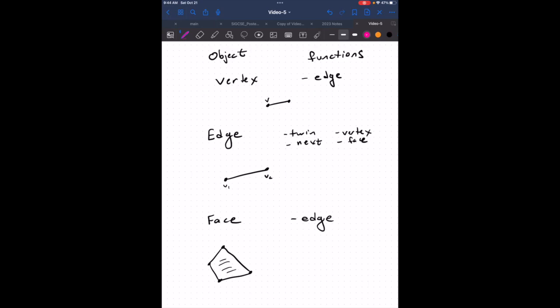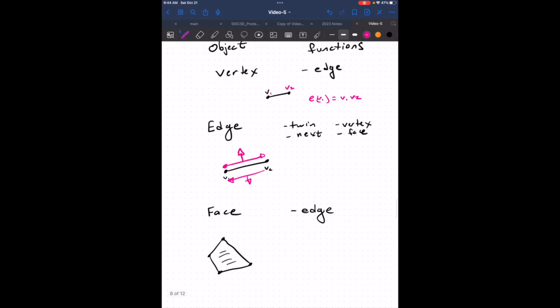So if this is, let's say, V1, V2, if I have EV1, it would give me the edge V1, V2. For the edges, I talked about how we have this twin, so half-edge means we're storing two edges for each edge so that appears geometrically. So we'll have twin. Next, we'll also map to the vertex. I believe usually it's the starting vertex, and the face to the left, I believe, is usually how it works. So we'll have those maps.